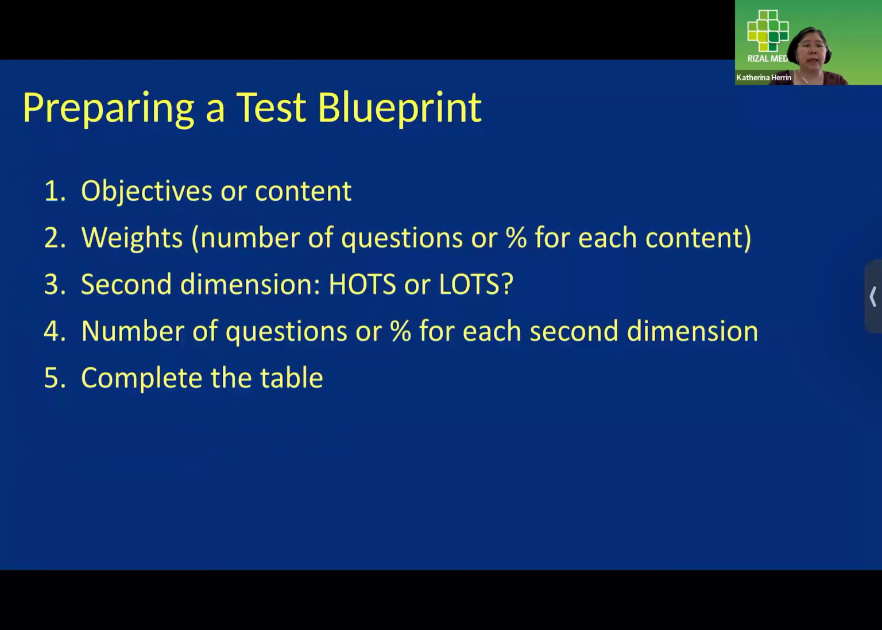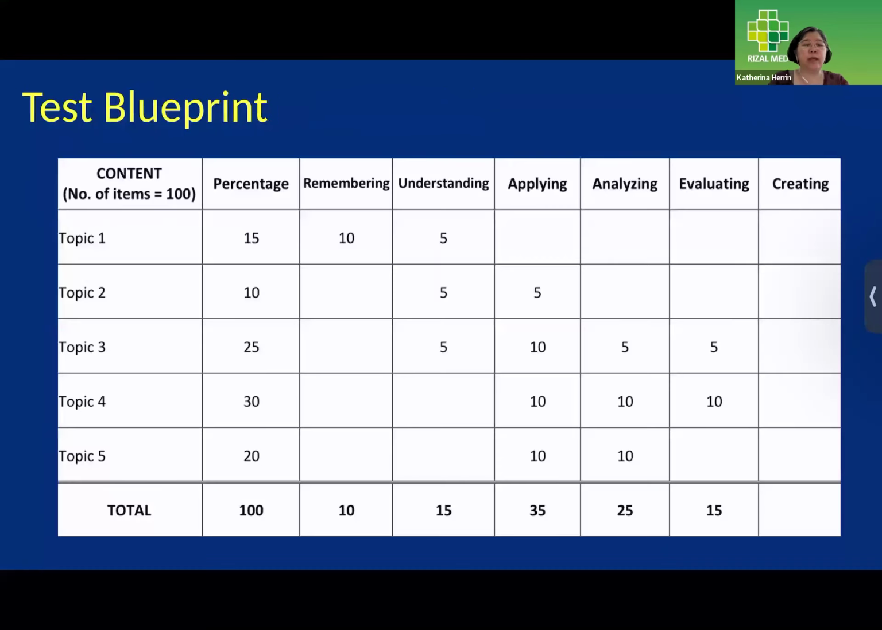Let's go through that again. You start with your objectives or content, followed by the weight of your content. Then you determine the second dimension of your questions, followed by deciding on the number of questions or percentage for each second dimension. And lastly, you complete the table, producing your test blueprint like so. From your test blueprint, you may proceed to constructing your test questions.